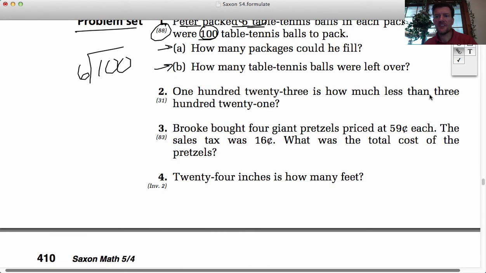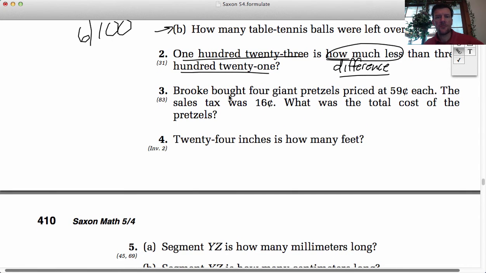123 is how much less than 321. So how much less? "How much less" right there is the key phrase. This should be difference or subtraction. Okay? So 123 is how much less than 321. You want to take the larger number minus the smaller number.